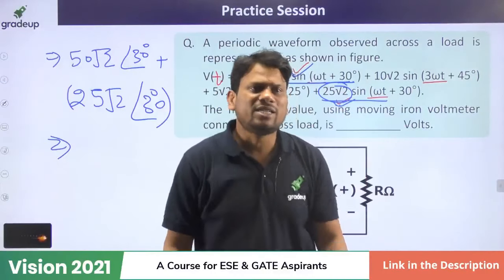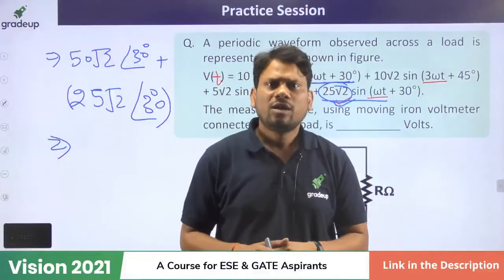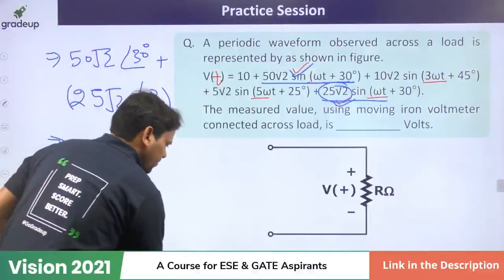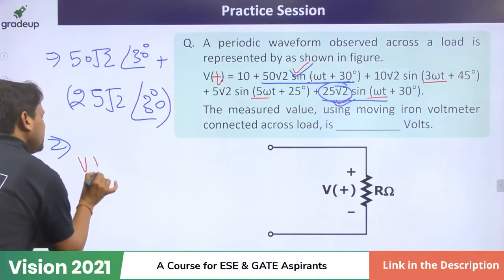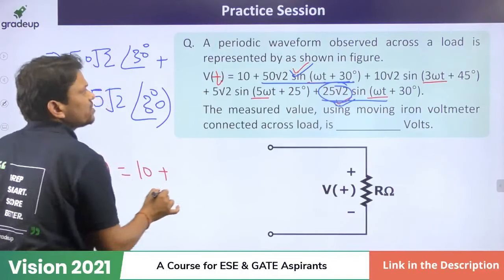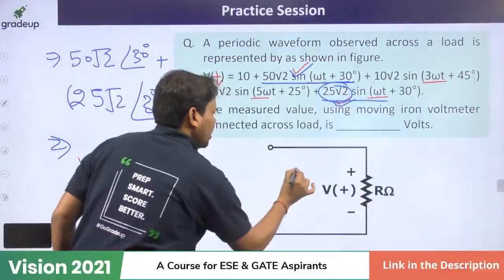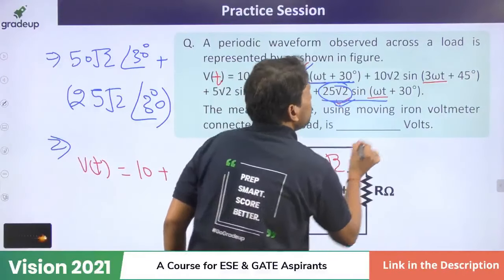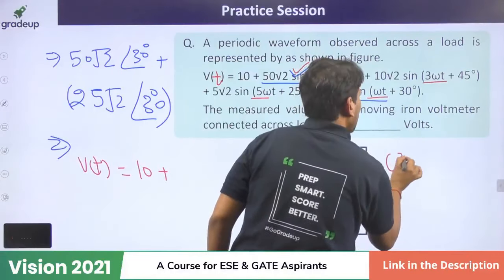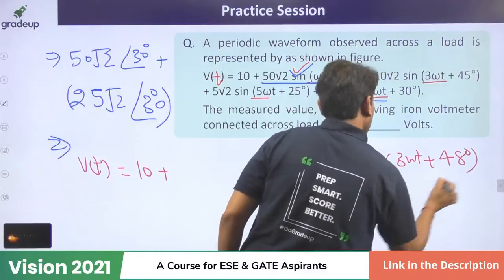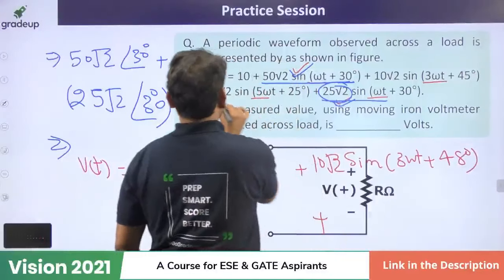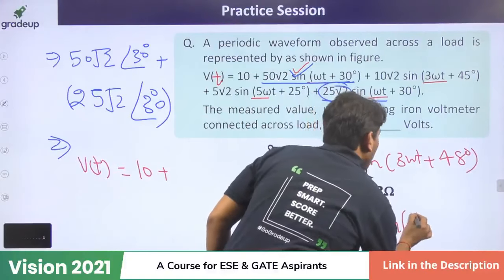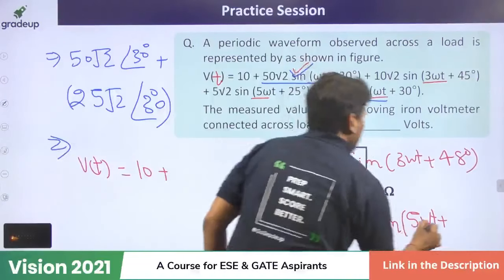Yes, so Nikhil replied, it is under root 3300. Anyone other? With magnitude and angle, I need all these things. So after calculation of this value, dear friend, we can write here our Vt will be 10 plus some component, and I'm going to leave some space for this equation, and then 10 root 2 sine 3 omega t plus 45 degree, and the last component we have is 5 root 2 sine 5 omega t plus 25 degree.